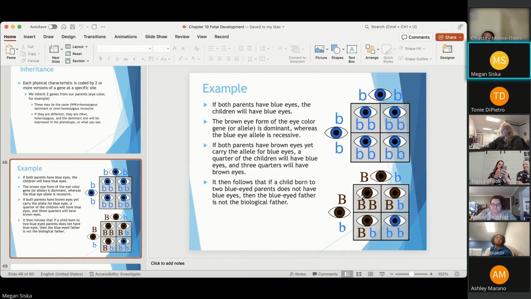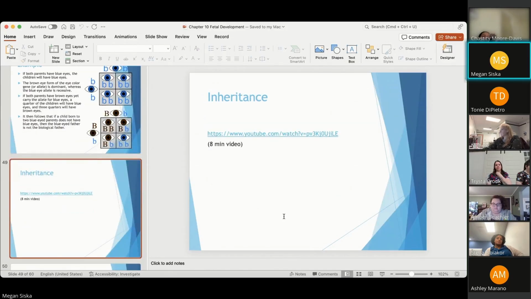So something that's kind of interesting here is if both parents have blue eyes, they're going to have blue-eyed children. So if both of your parents have blue eyes and you do not have blue eyes, you could say that that may not be your biological parent, just based on genetics. A little video on inheritance if you guys are interested in learning more.